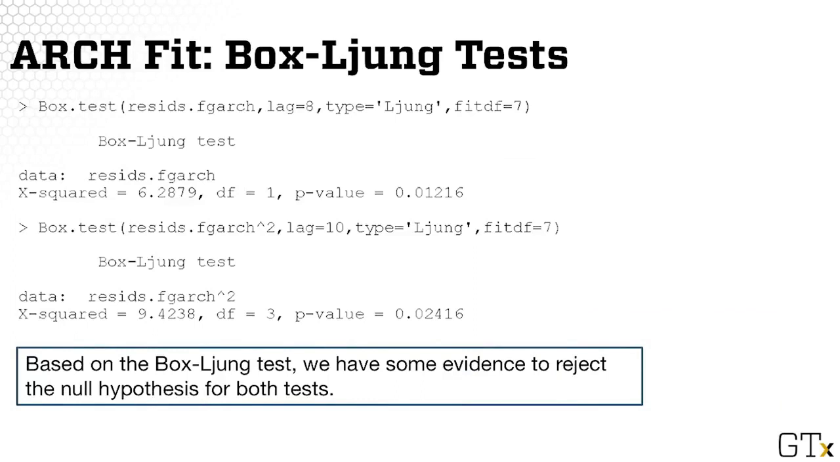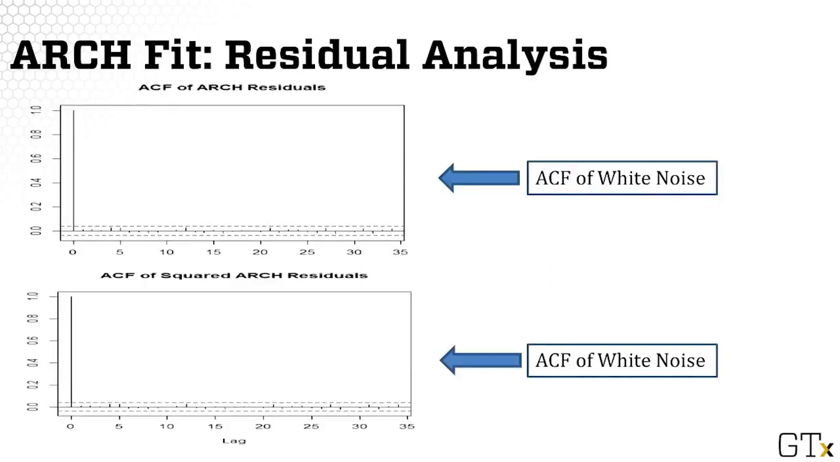Applying the Box-Ljung test, we have some evidence to reject the null hypothesis for both tests, and the p-values are both small, although not smaller than 0.01. Given this level of p-values, we reject the null hypothesis at the significance level 0.05, but not at the significance level 0.01. The ACF plots, on the other hand, look like those of white noise, since the ACF values are within the confidence band except for the lag 0.